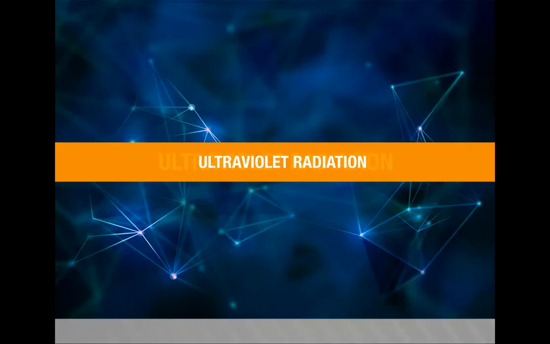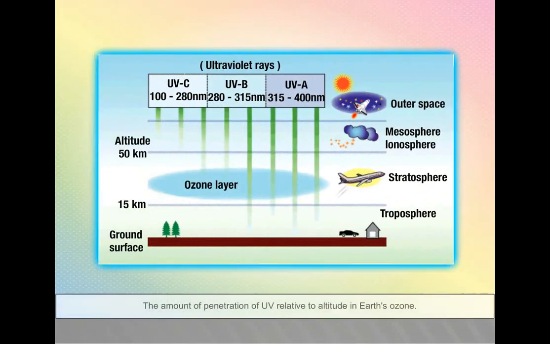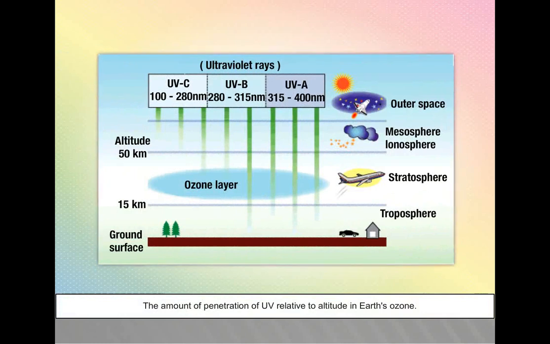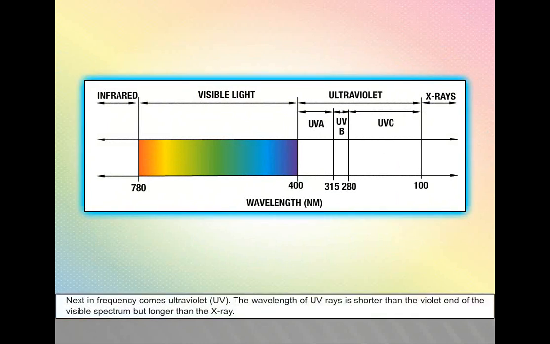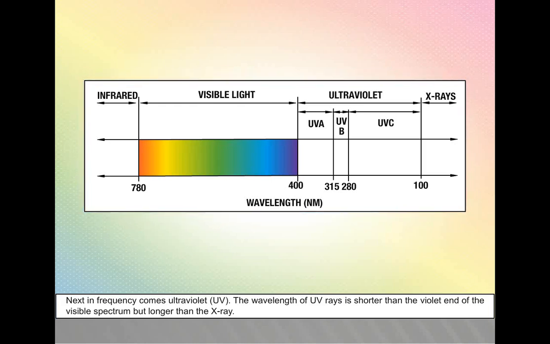Ultraviolet radiation. In this video, we are going to see about ultraviolet radiation. The amount of penetration of UV relative to altitude in Earth's ozone. Next in frequency comes ultraviolet, UV. The wavelength of UV rays is shorter than the violet end of the visible spectrum but longer than the X-ray.